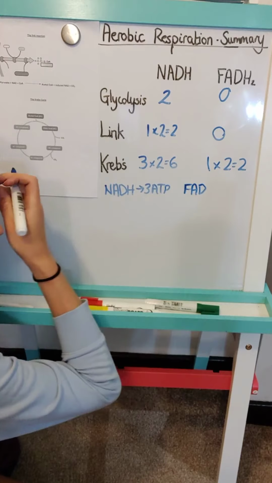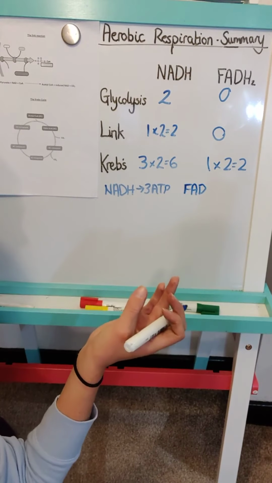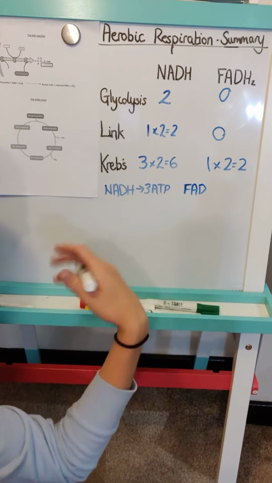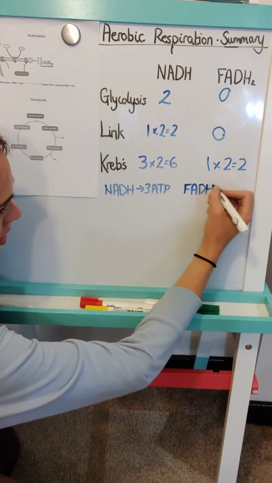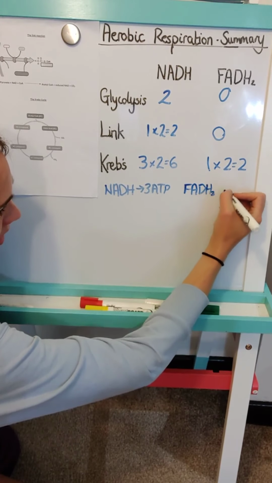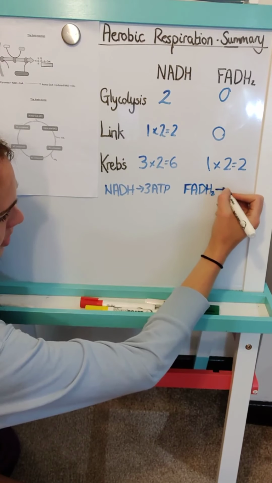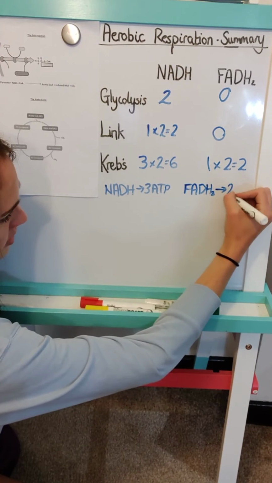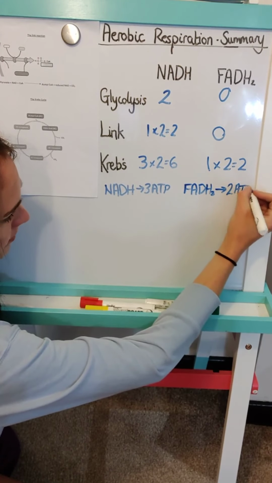That's one of those things that you don't strictly need to know for WJEC, that it goes to the second complex. But it does help things make sense later on, when this is all a bit more familiar. So every time you get a reduced FAD dropping off electrons, you get 2 ATP.